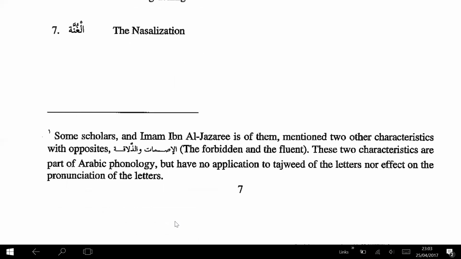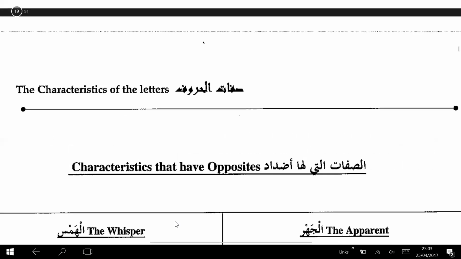Now there is a note here. Imam Ibn al-Jazari, he is one of the very old famous scholars of Tajweed, and he has written a poem on Tajweed called Al-Jazariyyah. Some scholars, and Imam Ibn al-Jazari is one of them, mentioned 2 other characteristics with opposites, which is ismat and idhlaq, or you know the alphabet of dhalqiyya. So dhalq or ismat. Ismat, forbidden, and the fluent. These are part of Arabic phonology. They have no application of tajweed for the letters, and they don't have any effects on the pronunciation as well. So that's why it's not mentioned here.